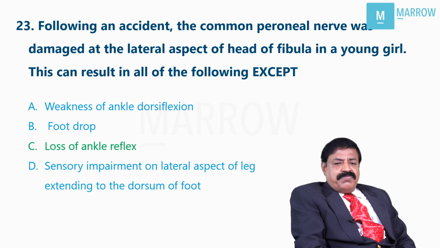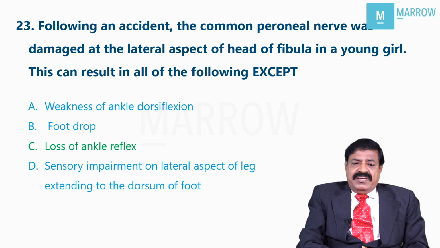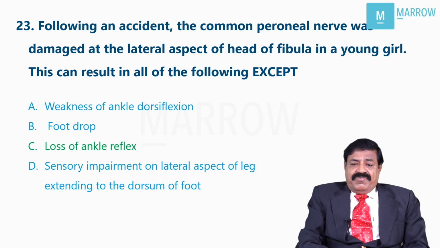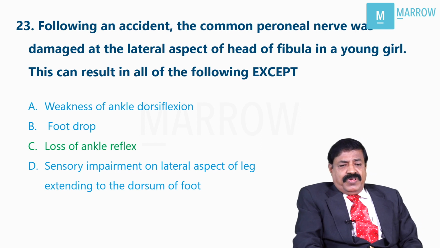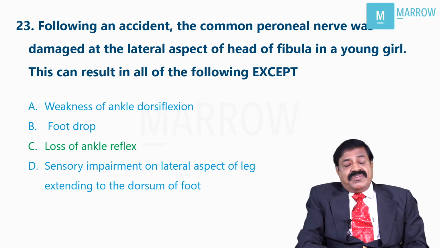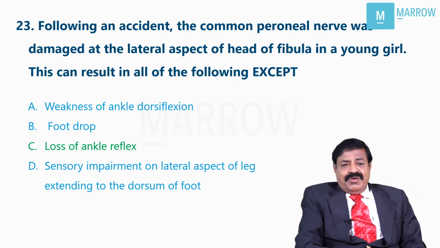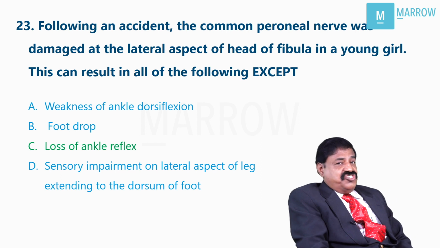That also will be a finding. And sensory impairment on the lateral aspect of the leg extending to the dorsum of the foot. Of course, that much part of our leg and dorsum of the foot are innervated by the branches of common peroneal nerve, both superficial and deep peroneal nerve. So that also will be a finding. But loss of ankle jerk.